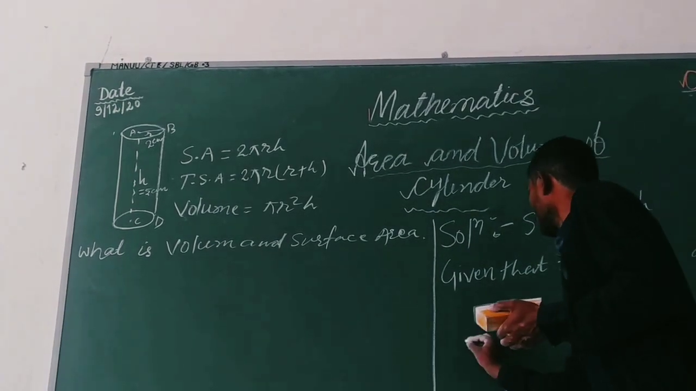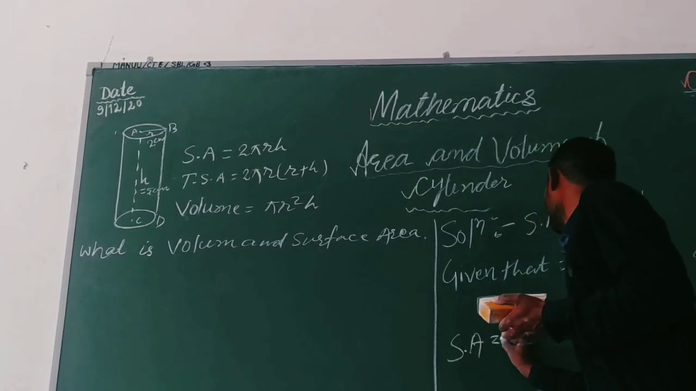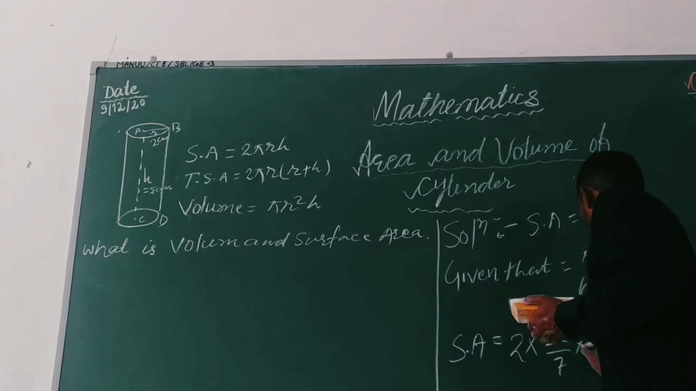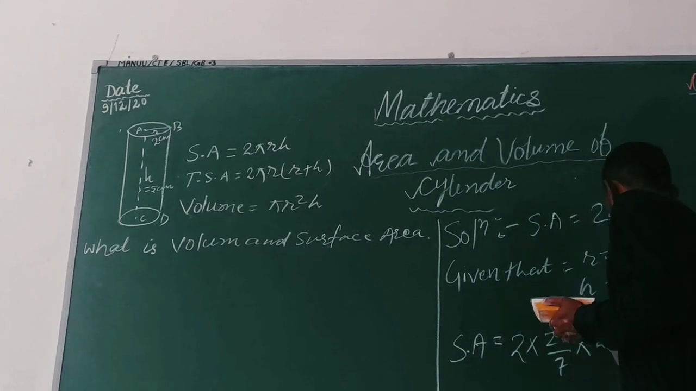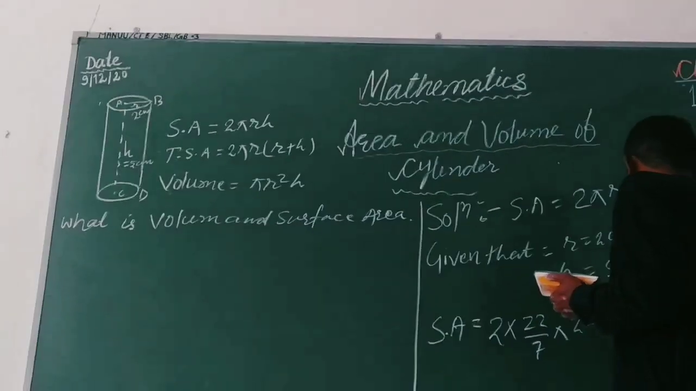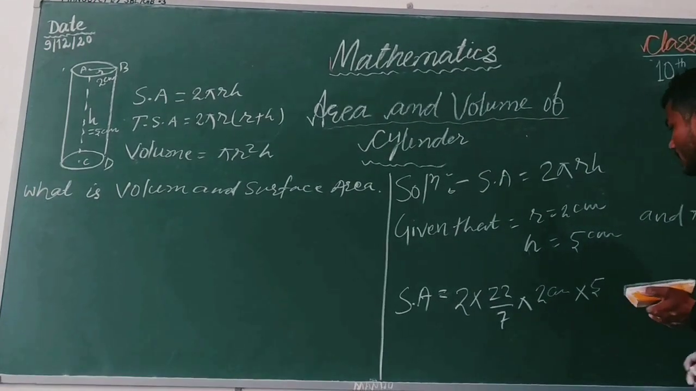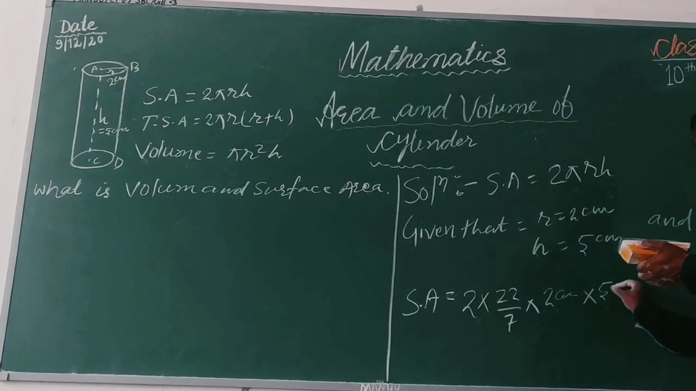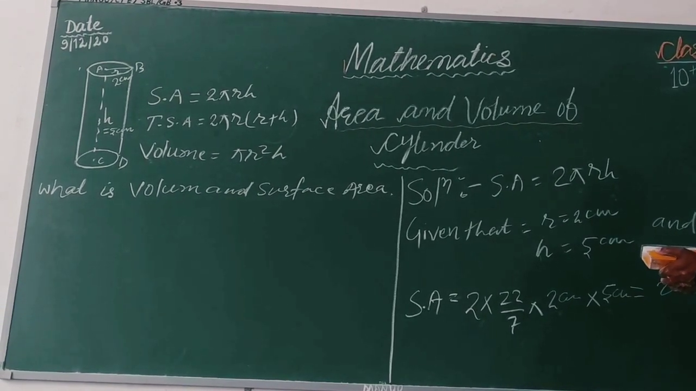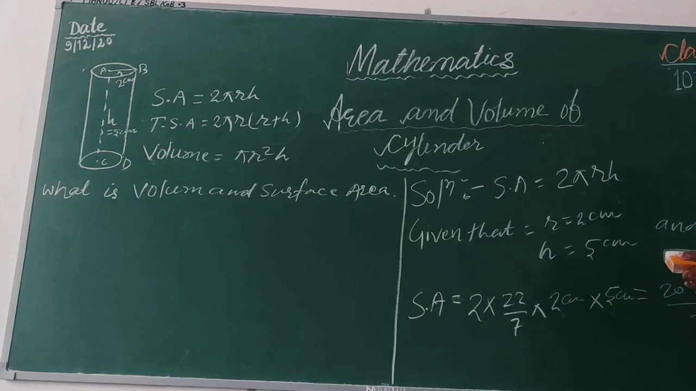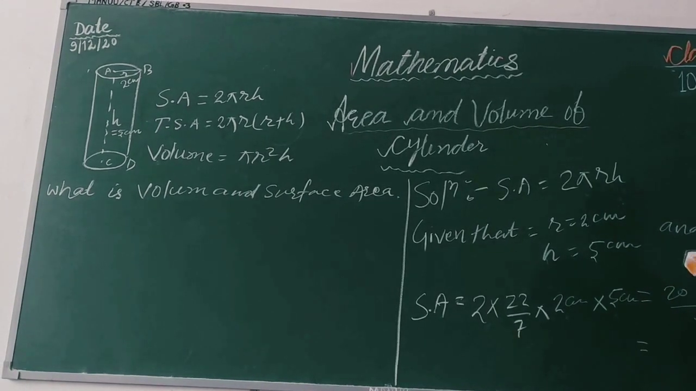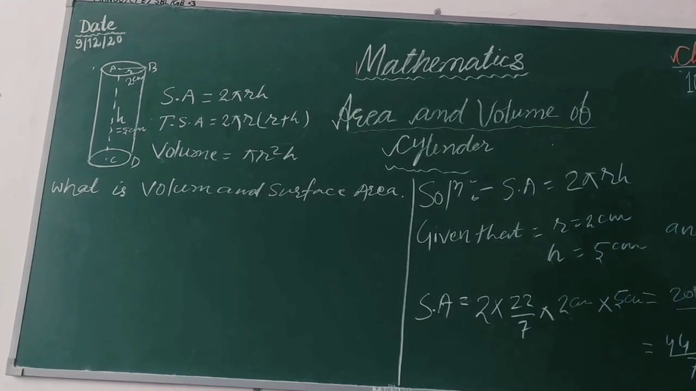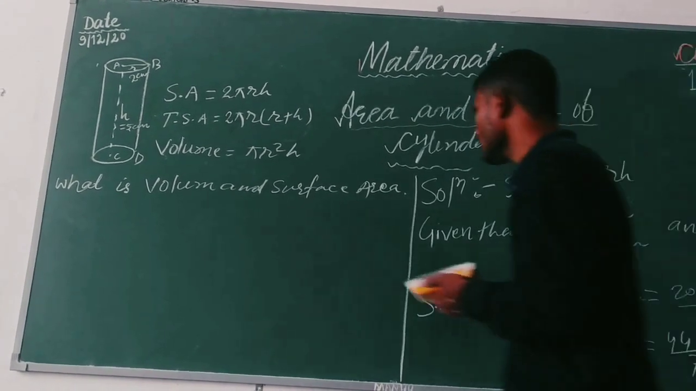Now we put it in: surface area equals 2 into 22 by 7 into r 2 centimeter and h 5 centimeter. Now we multiply: 2 into 2 is 4, 4 into 5 is 20, into 22 upon 7 centimeter cube. Now if we solve it, 20 into 22 is 440 upon 7 centimeter cube. Surface area will be this.